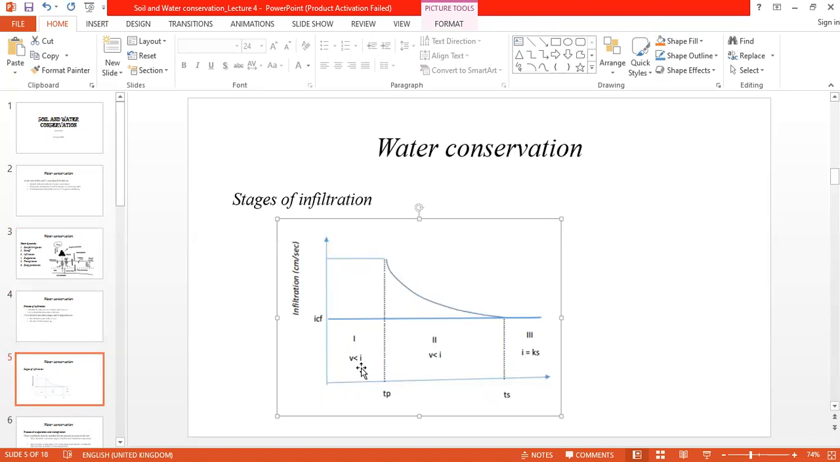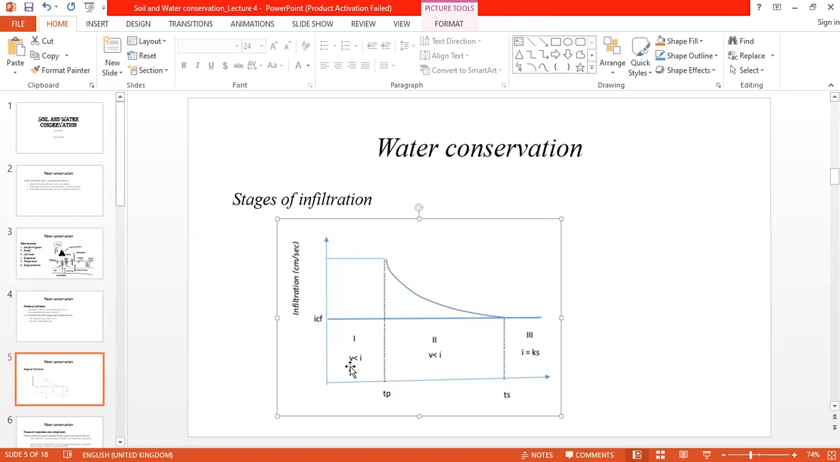So the I is the infiltration rate. In stage 1, the V is the irrigation. In stage 1, the irrigation rate is less than the infiltration capacity of the soil, so whatever you add will just be going into the soil. In this stage, the rate at which water enters the soil will be dependent on the irrigation amount.